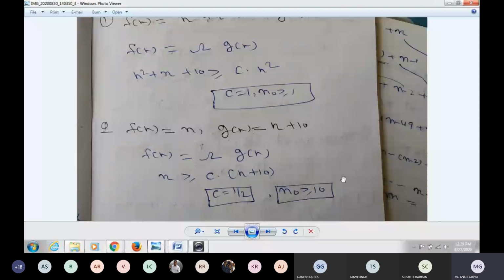If suppose I take c value 1 and n naught 1, will the condition be satisfied? No, because 1 is not greater than or equal to 11. If I take c equal to 2 and n equal to 1, then 1 greater than or equal to 22, so the condition will not be satisfied. But if I take the value of c as 1 by 2 and n naught greater than or equal to 10, the condition will always be satisfied. So you have to find the minimum value of c and the minimum value of n naught so that the condition will be satisfied. Are you getting?